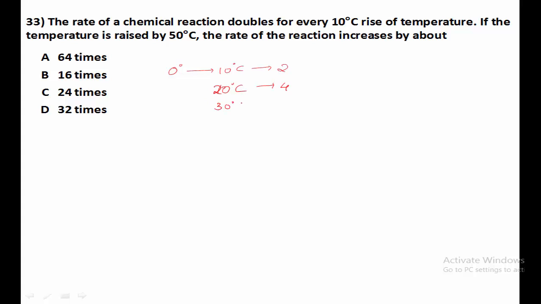Then for 30 degrees Celsius, how much does it become? It gets doubled and becomes 8. And for 40 degrees Celsius, it becomes 16. And for 50 degrees Celsius, how much does it become? It becomes 32. So for every 10-degree rise in temperature, the rate gets doubled. Since they have given only 10 degrees Celsius to 50 degrees Celsius, simply use this logic and calculate what they have asked for. So here option D, that is 32 times, will be the right answer.